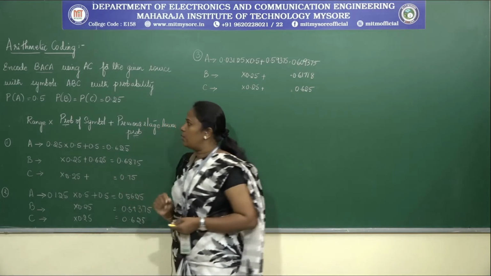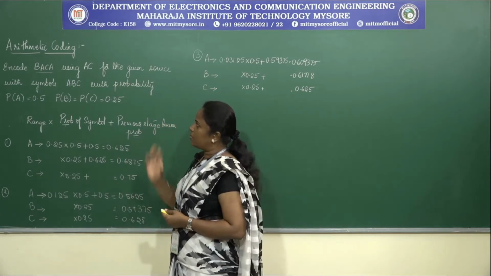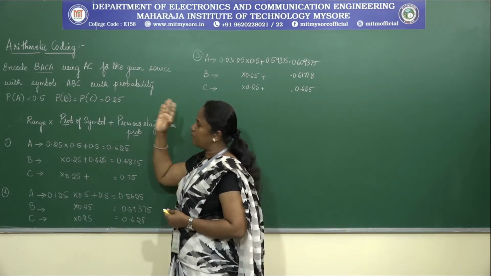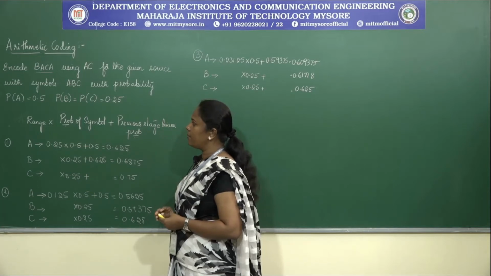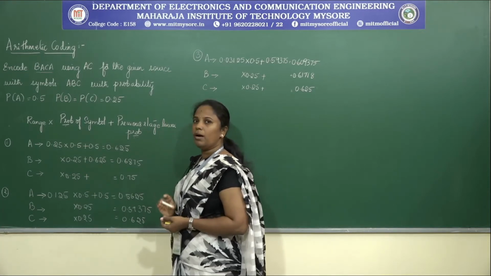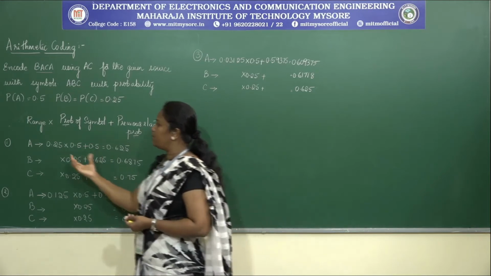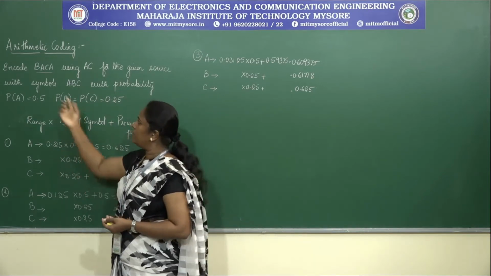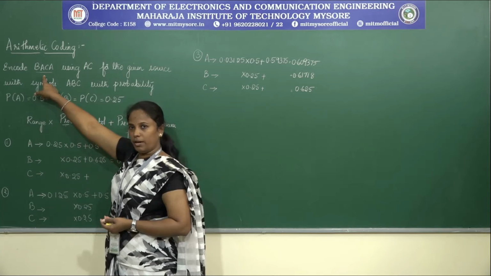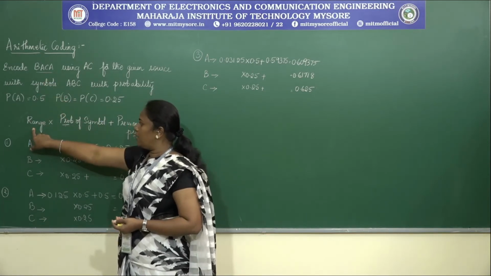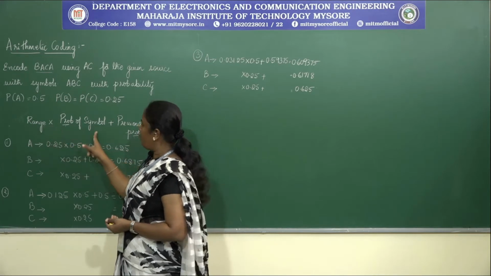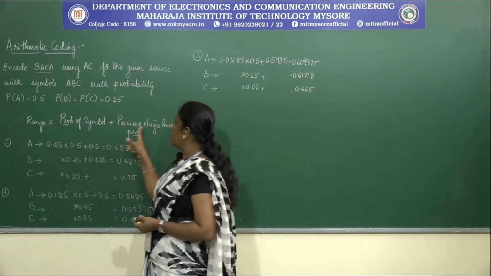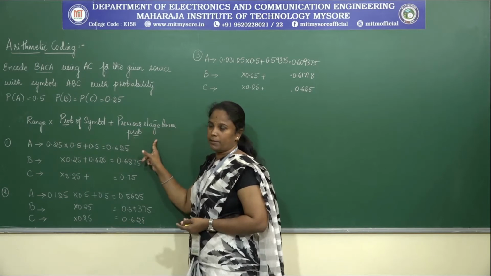Now, in order to find the arithmetic coding, we are going to use a formula to calculate the range with respect to the individual character we need to encode. The formula is: the range multiplied by the probability of the symbol plus the previous stage lower probability.